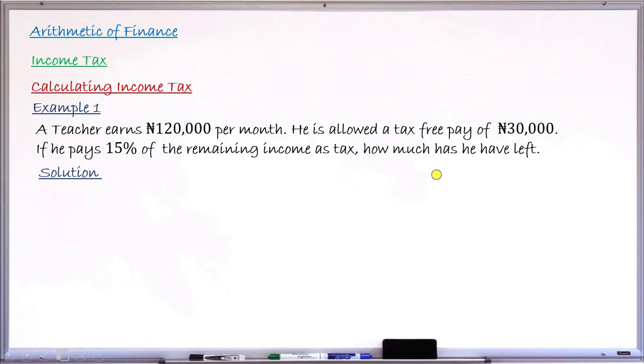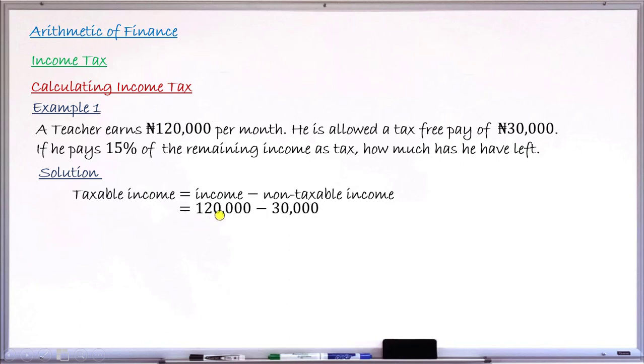So, the solution to this problem: what we do first is write down the formula for calculating the taxable income. We have to get it before we find the amount of tax he is going to pay. The taxable income is given by the total income minus the non-taxable. In this case, the non-taxable is this 30,000 naira, because it says tax-free pay of 30,000, meaning inside there is no tax. And the total income is 120,000. Let me substitute. I have 120,000 minus 30,000. This gives a result of 90,000. This will be the amount that we deduct the tax from, 90,000.